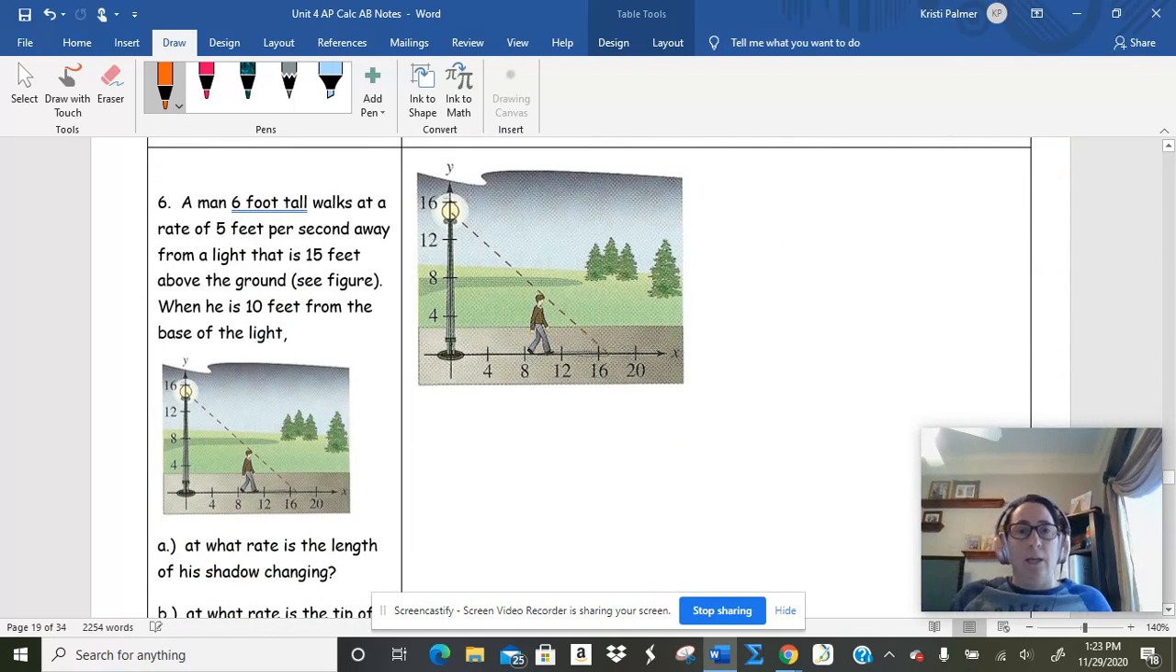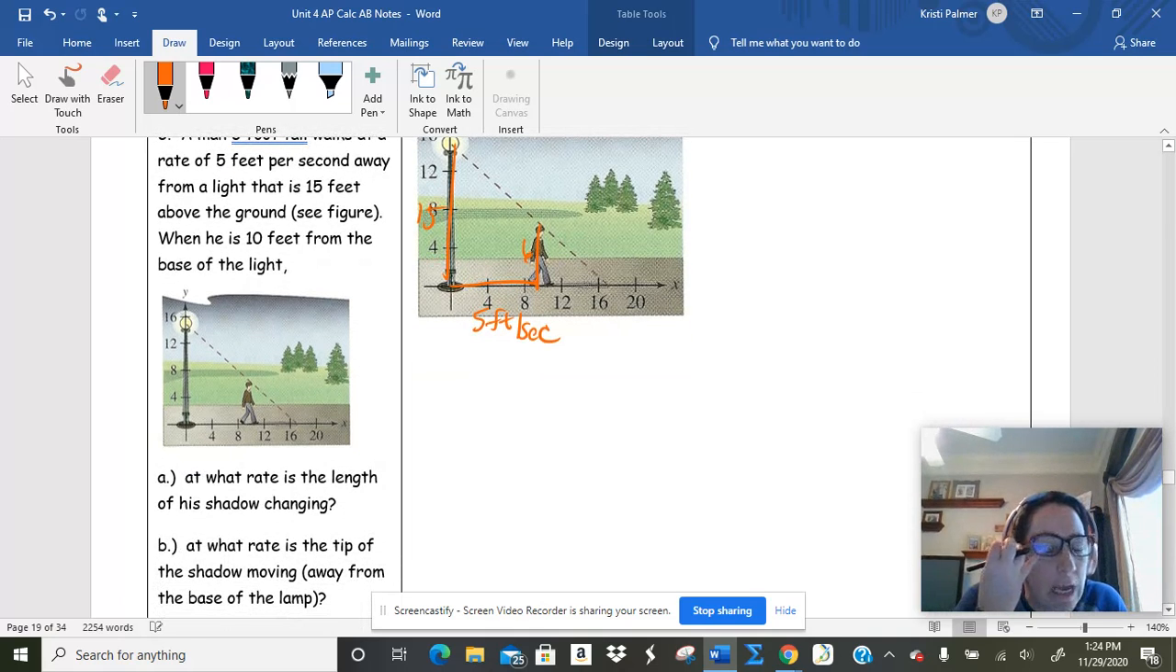Number 6, a 6-foot man walks at a rate of 5 feet per second away from a light that is 15 feet tall. When he is 10 feet from the light, at what rate is the length of his shadow changing? Ooh, so here's his shadow.